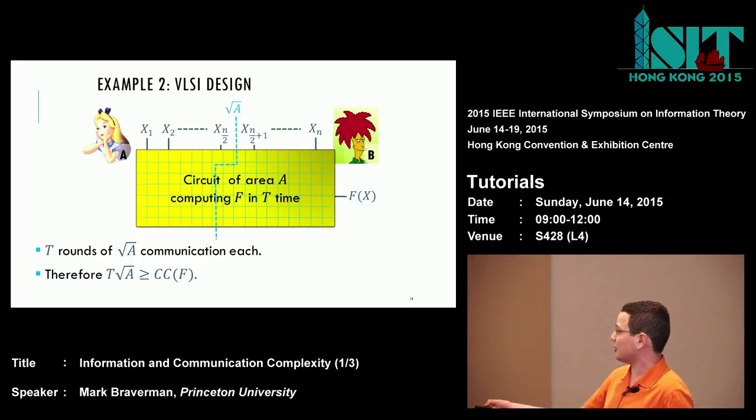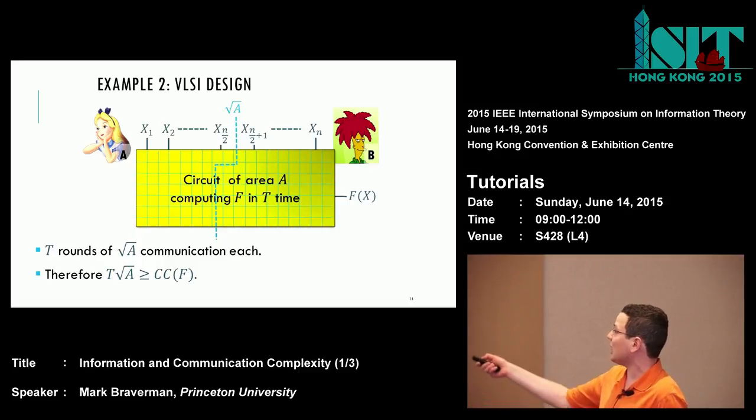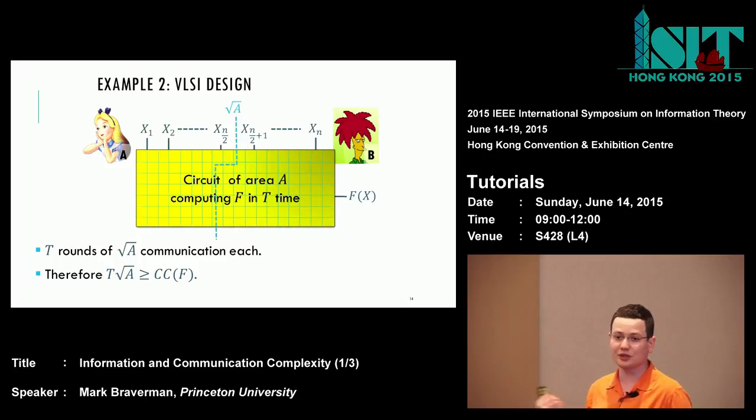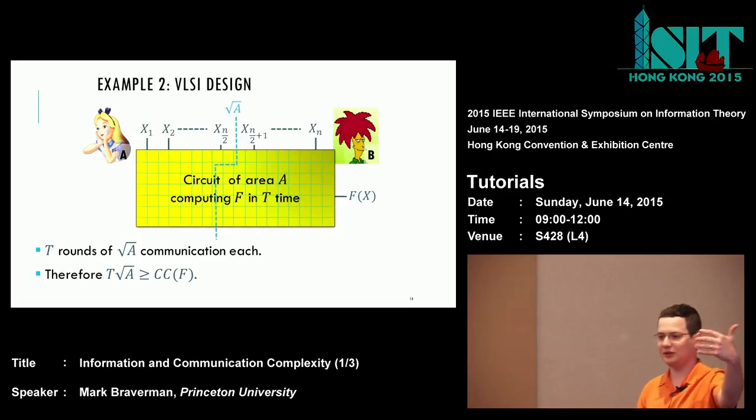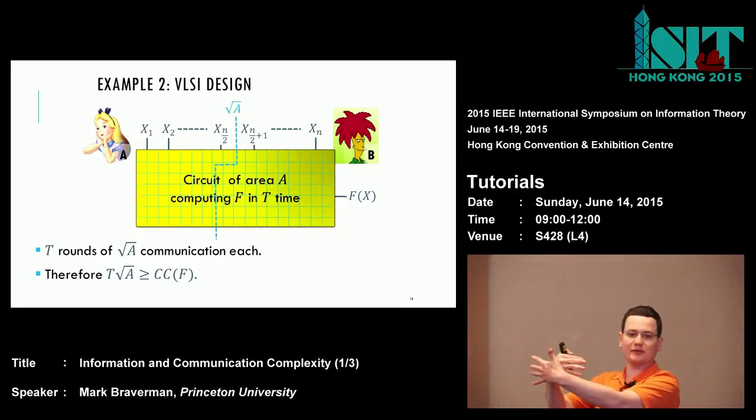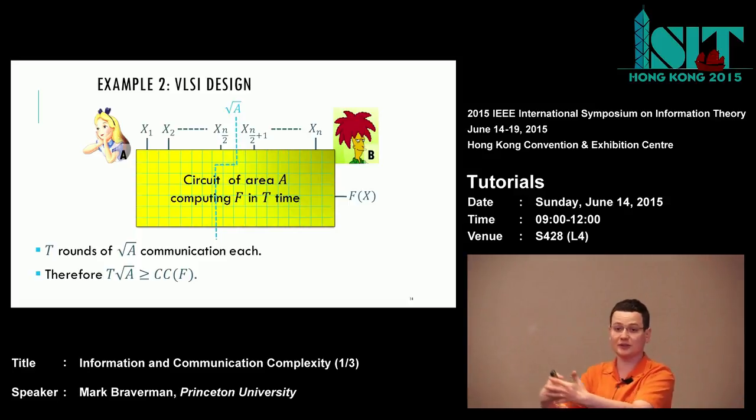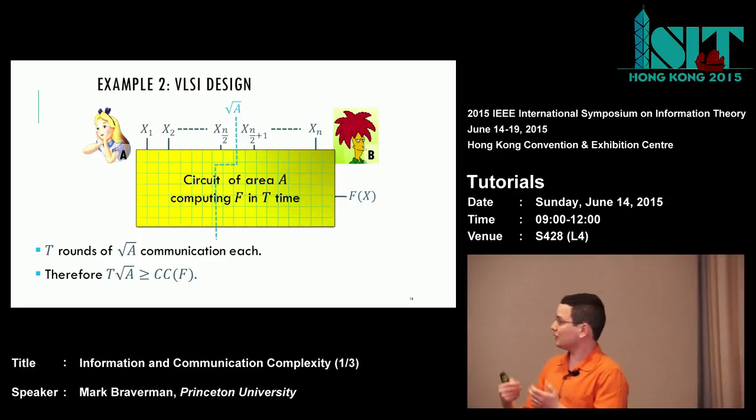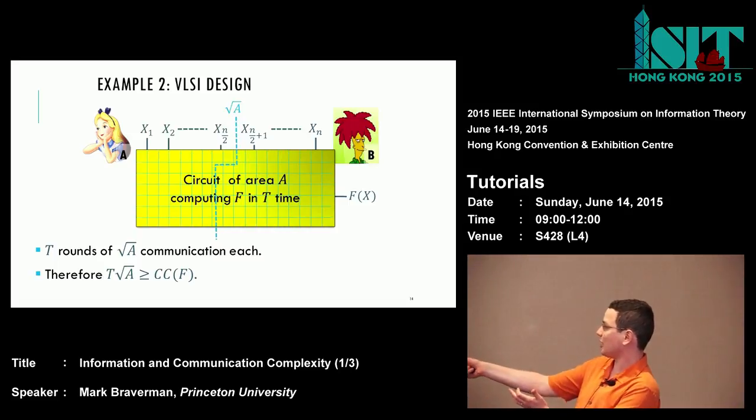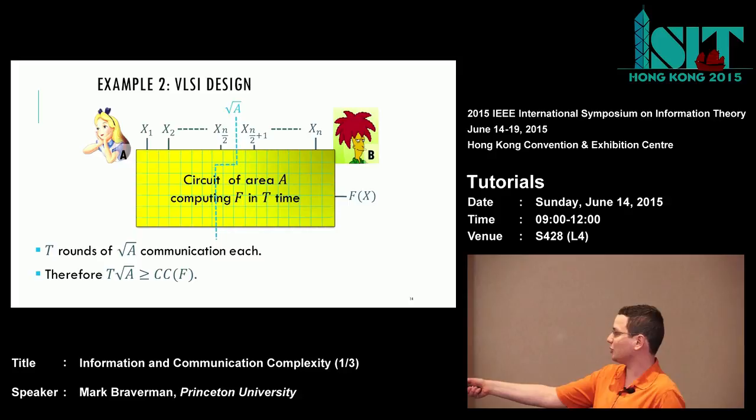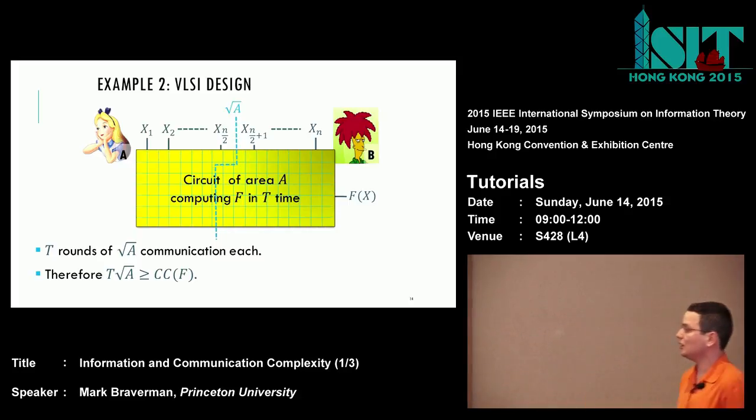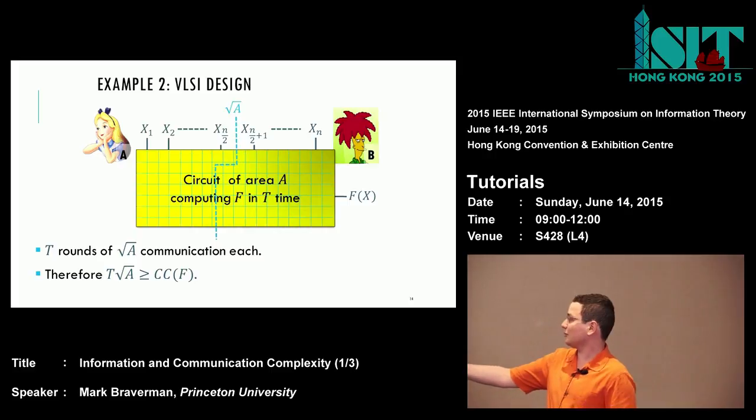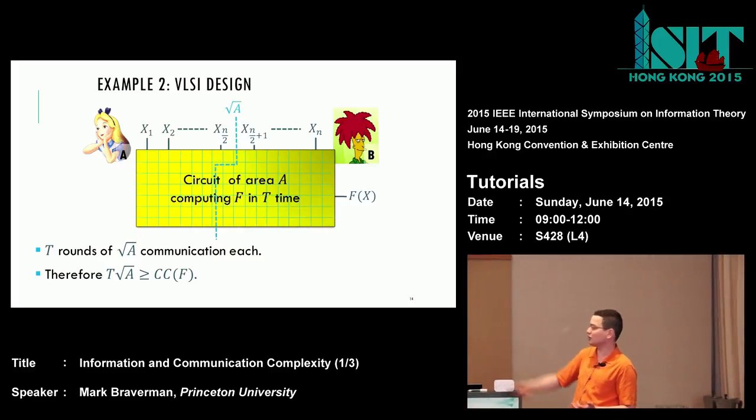So suppose we have T rounds of computation. How much communication do they need in order to execute this computation? In each of the T rounds, they only need to exchange at most root A bits, because Alice will give Bob the wires that go from left to right, and Bob will give Alice the wires that go from right to left. So if you have a circuit with these parameters, you get T rounds of communication with root A communication each. And therefore, the communication complexity of F with this partition is at most T root A.